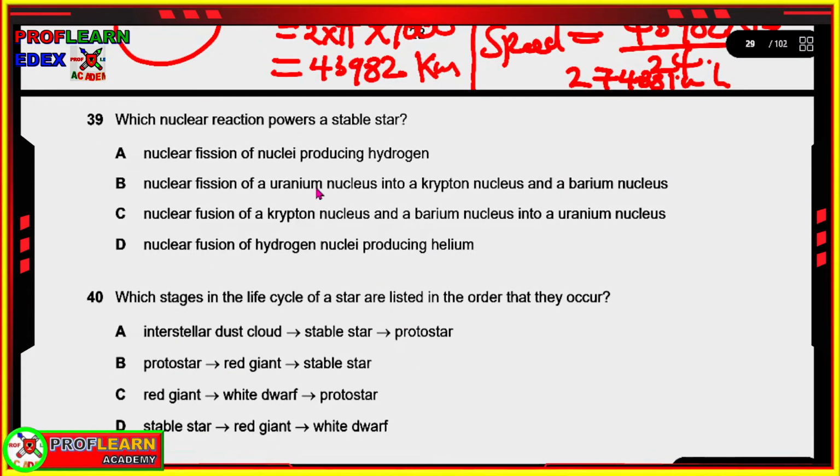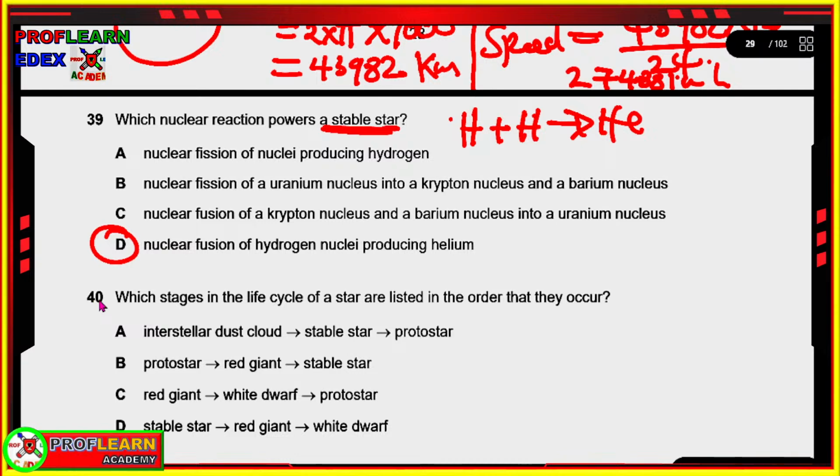Which nuclear reaction powers a stable star? Remember, in a stable star we have fusion of hydrogen plus hydrogen, which results in the formation of helium. So we are going to talk of fusion of hydrogen producing helium, and that is 39D.